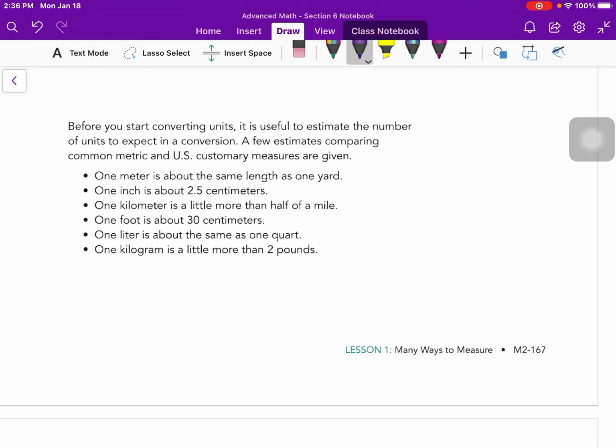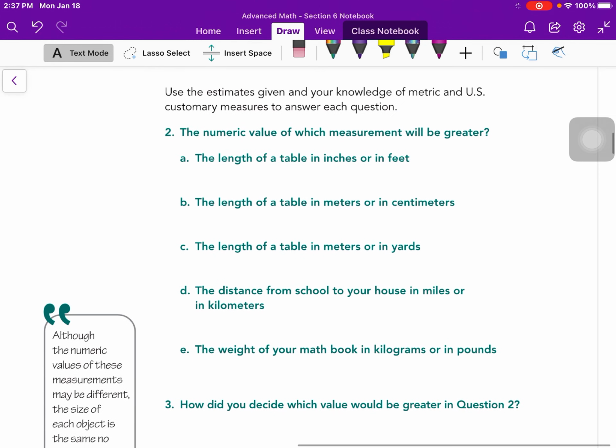So 1 meter is about the same as 1 yard. 1 inch is about 2.5 centimeters. 1 kilometer is about half of a mile. A foot is about 30 centimeters. A liter is like a quart, and a kilogram is a little more than 2 pounds. So those are some good things that we might refer back to. Use the estimates given and your knowledge of US and metric customary measures to answer the following questions.